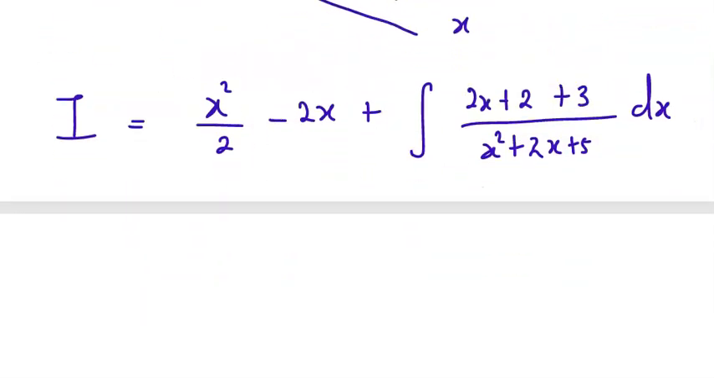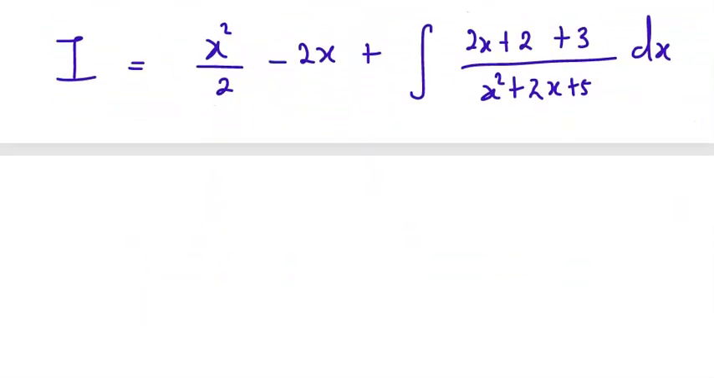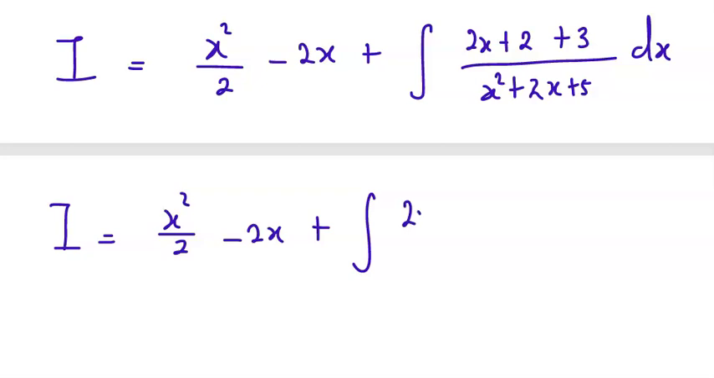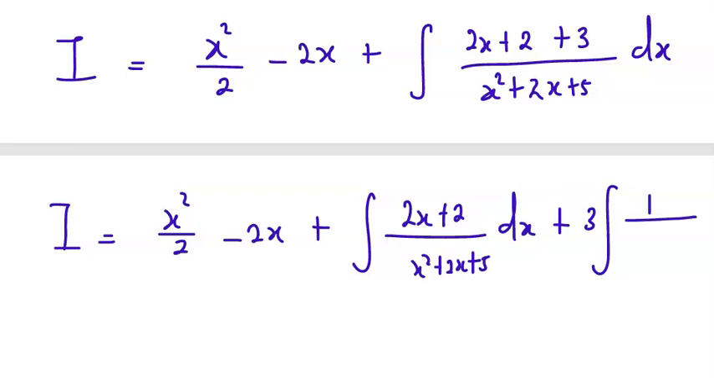Then we split the denominator again. Oh my god, today we keep splitting the denominator. What is going on? That's really interesting. So x squared divided by 2 minus 2x and then plus the integral of, so this is 2x plus 2 divided by x squared plus 2x plus 5 dx, and then plus 3 multiplied by 1 over x squared plus 2x plus 5 and then dx.